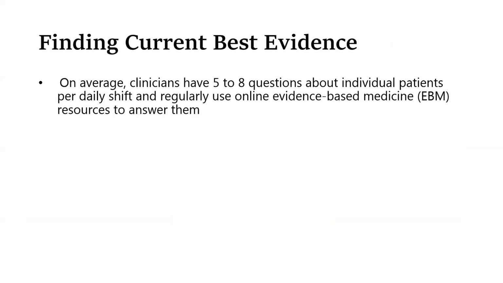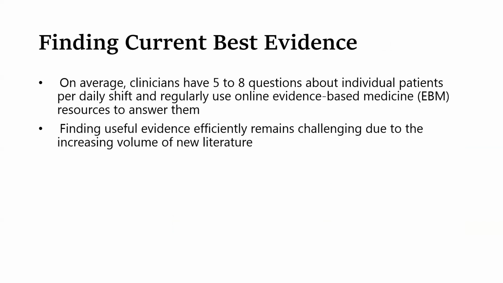On average, clinicians have 5 to 8 questions about individual patients per daily shift and regularly use evidence-based medicine resources to answer them. However, finding useful evidence efficiently remains challenging due to the increasing volume of new literature. Approximately 2,000 new articles are indexed in PubMed every day. As many as 75 are randomized clinical trials, and 11 are systematic reviews, and only a few of them directly inform clinical practice. So how do we find the best evidence in this needle in a haystack kind of situation?